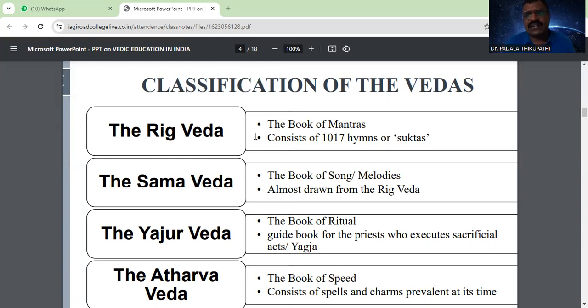The Rig Veda contains the book of mantras. It consists of 1017 hymns or suktas. How many suktas are contained in the Rig Veda?